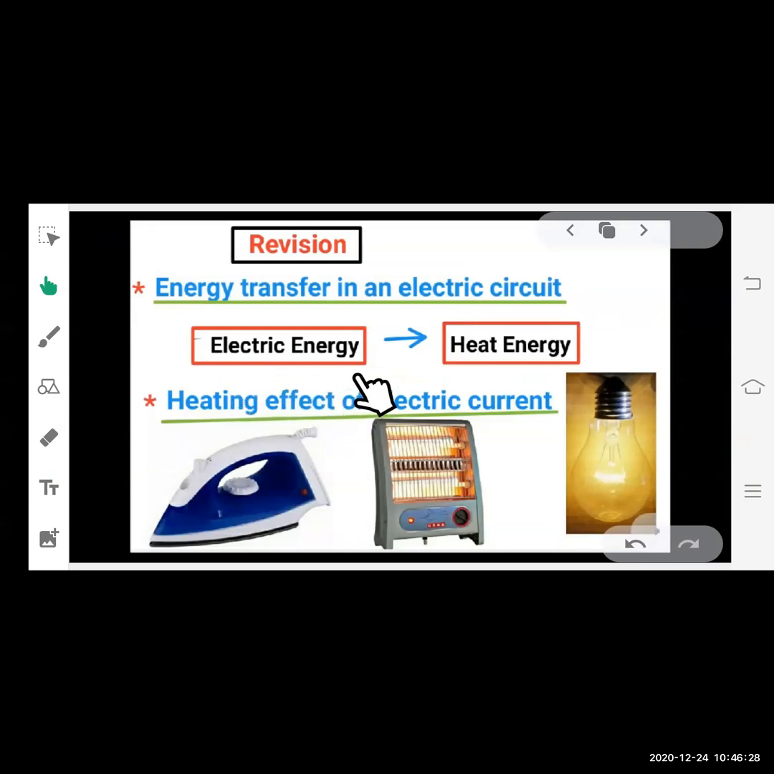electrical energy can be converted into heat energy. And in heating effects of electric current, we learned that heat energy produced by electricity can be used to make different useful devices and appliances like bulb, heater, electric iron, geysers, etc.